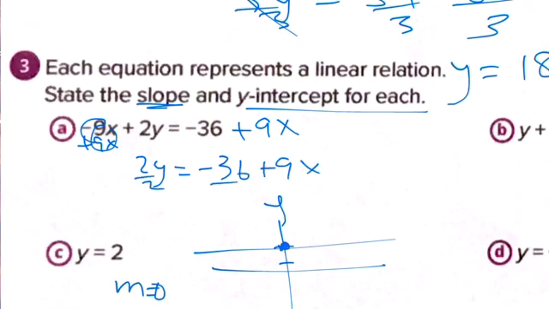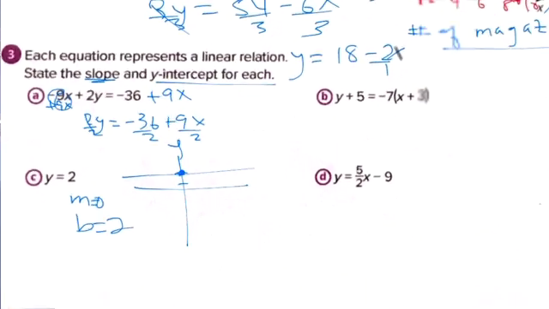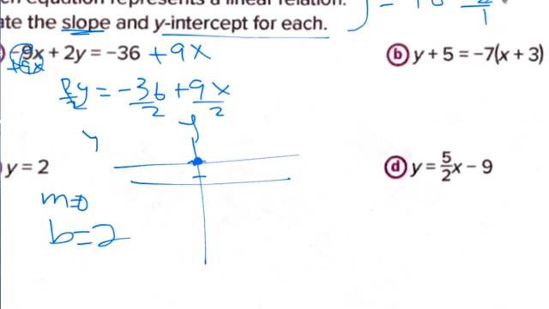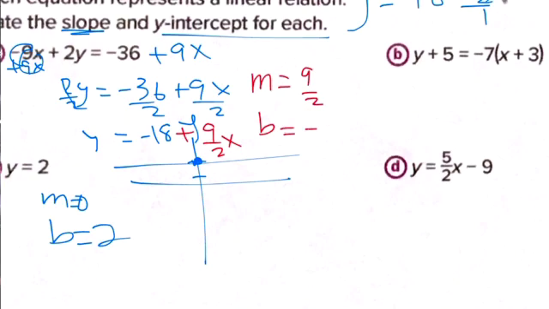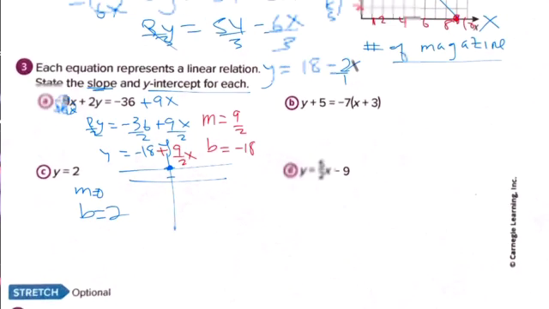Divide by 2. So y equals negative 18 plus 9 over 2 x. So your slope is 9 over 2. Your y-intercept is negative 18. Okay?